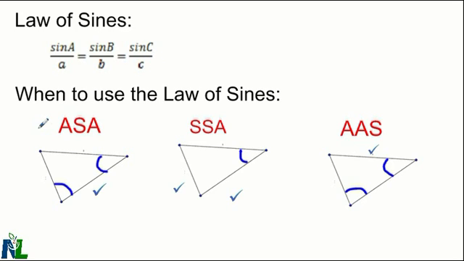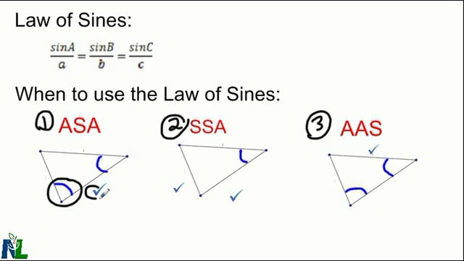So there's three conditions that help us decide whether we should use the law of sines or not. These three conditions are listed right here. So the first condition is angle, side, angle. So in any given triangle, if you have an angle measure and a side length, and then another angle measure, that condition tells us that we need to use the law of sines.